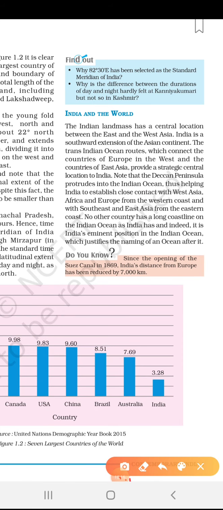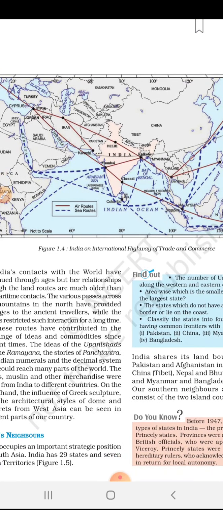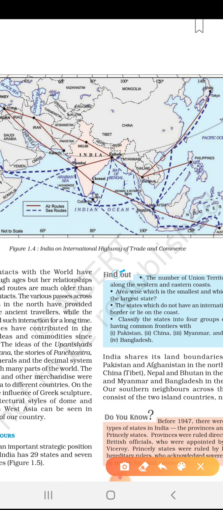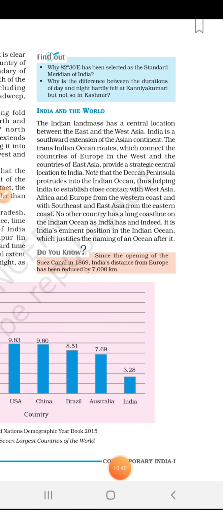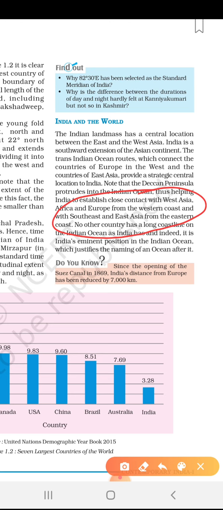India and the world. Always remember, India is a part of South Asia. Our location is very strategic because all the ships pass through the Indian Ocean. Okay, all the ships you can see. It helps us in establishing close contacts with Asia. And no other country has such a long coastline, and it is very helpful to India in establishing close contact with West Asia.